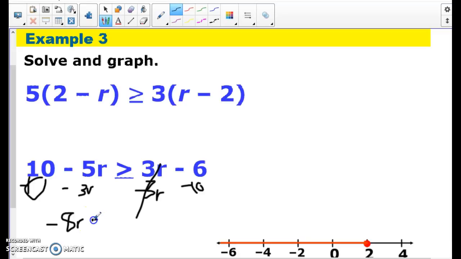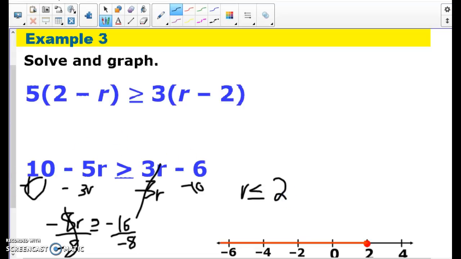Remember to use a calculator so we don't make these simple mistakes. And now I have a negative 8 times r. Remember, if you multiply or divide by a negative, your sign's going to get flipped. So dividing both sides by negative 8. So I have r. It was a greater than sign. Now it's going to be a less than sign. Still equal to, that doesn't change. Negative 16 divided by 8 is positive 2.